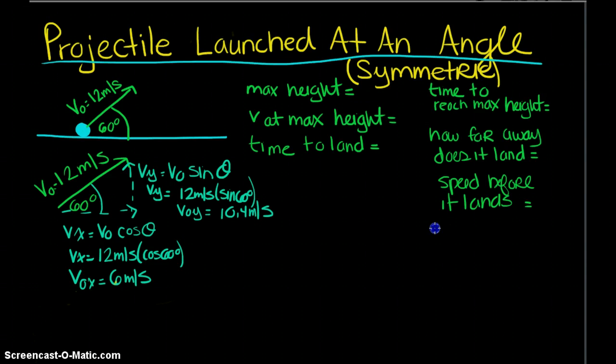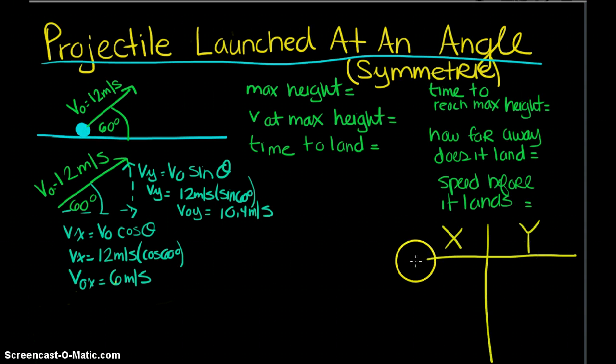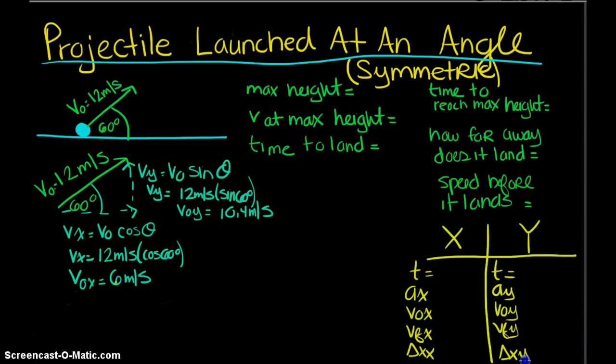Okay, so we can now add our x and y t-chart here to separate the x and y values that we know to kind of figure out what our approach is going to be. So time, our acceleration, initial velocity, final velocity, and displacement. And the same thing on the y side here. All right, so we know that acceleration in the y will be negative 10 meters per second squared, and acceleration in the x will be 0.